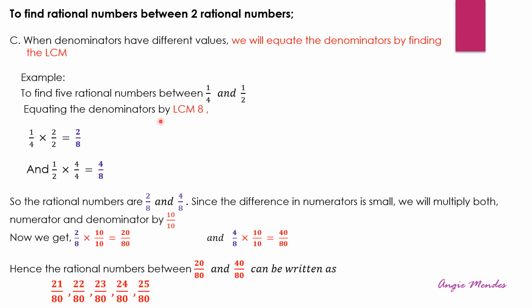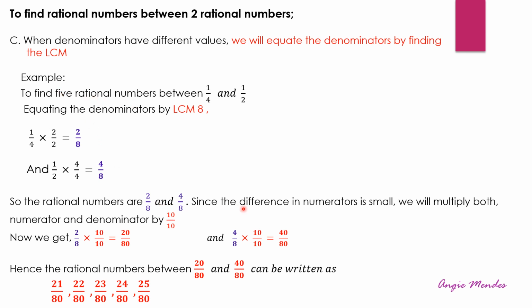Equating the denominators by LCM, which is 8, we will multiply the first rational number and the second rational number with the needed numbers so that we get the equal denominators. Now we have the new rational numbers 2 upon 8 and 4 upon 8. Since the difference in the numerators is small, look, the denominators are the same. The numerators are 2 and 4.